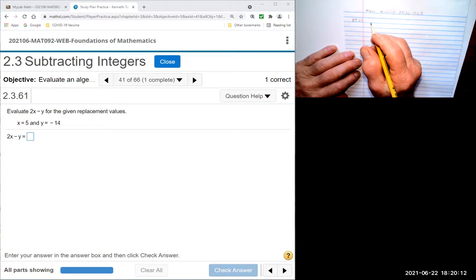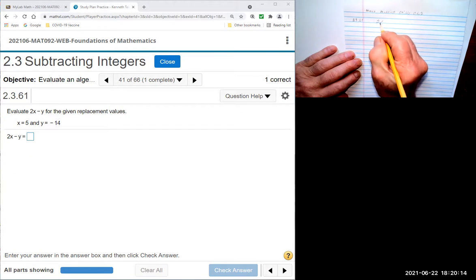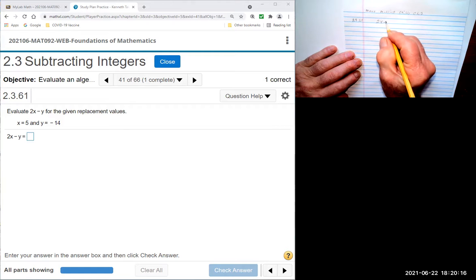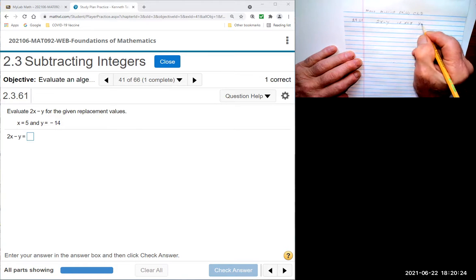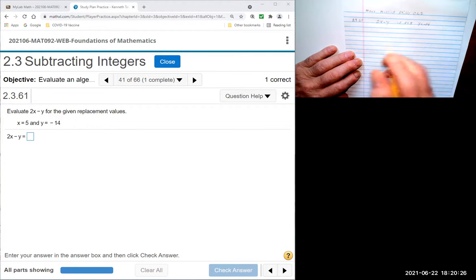In this problem, we're asked to evaluate 2x minus y if x is 5 and y is negative 14. To preserve the structure of the problem, replace each letter by a pair of parentheses. So 2 parentheses minus parentheses. And then carefully insert in the parentheses the appropriate value.